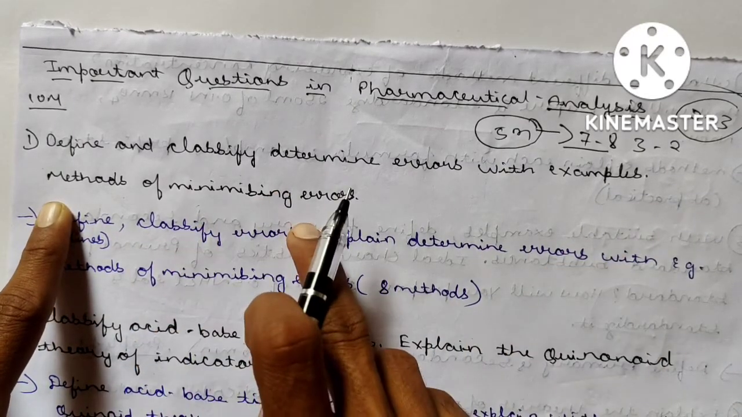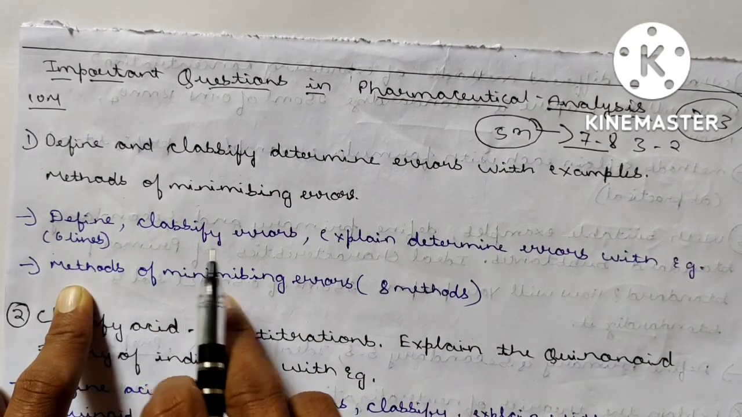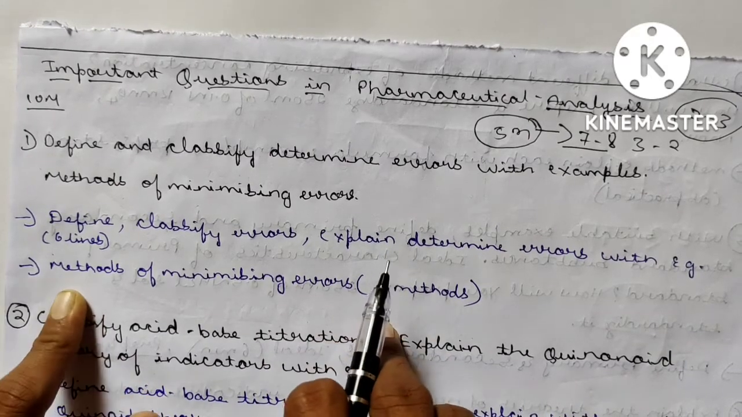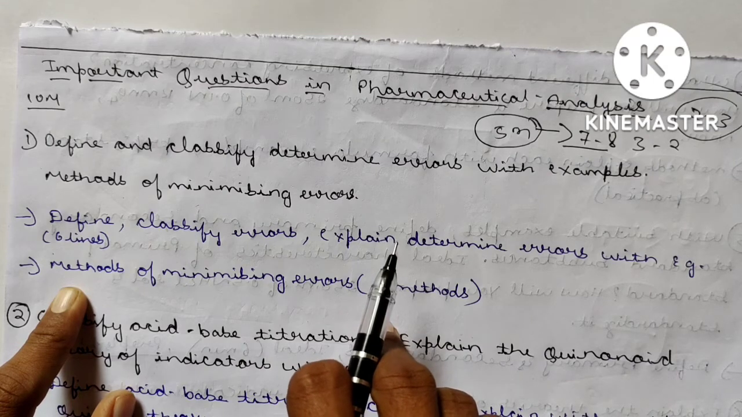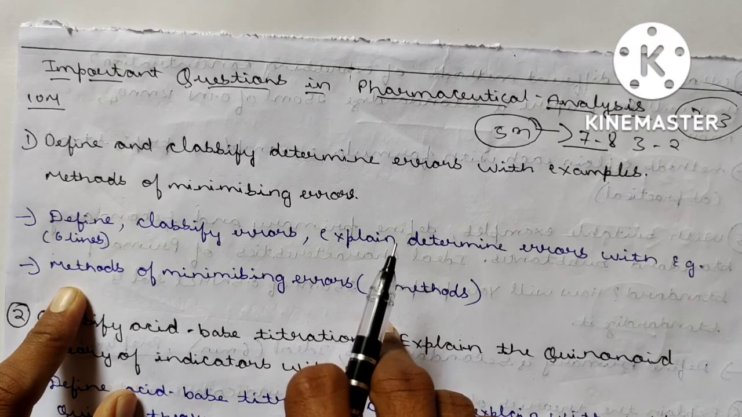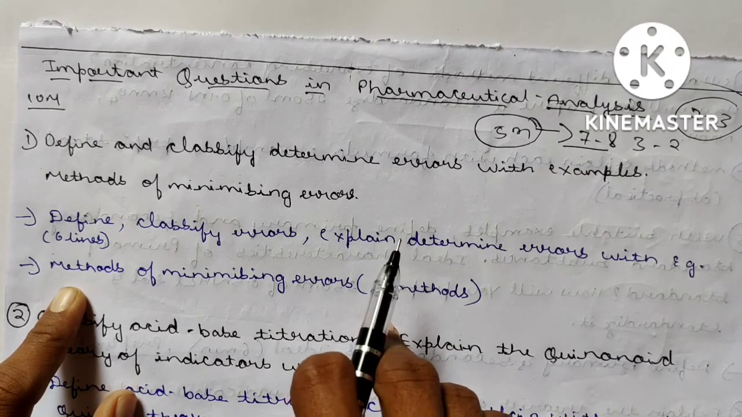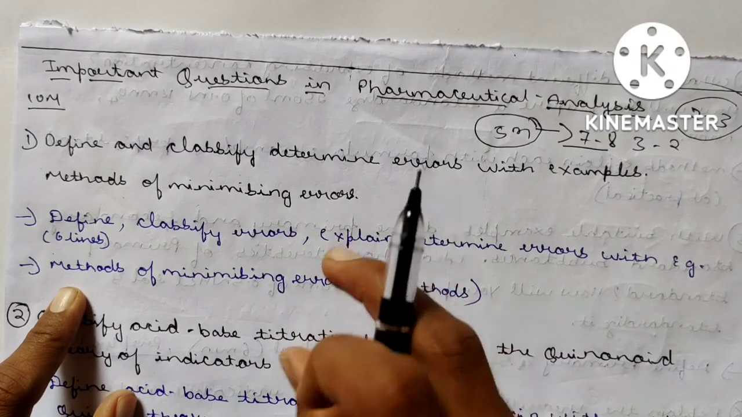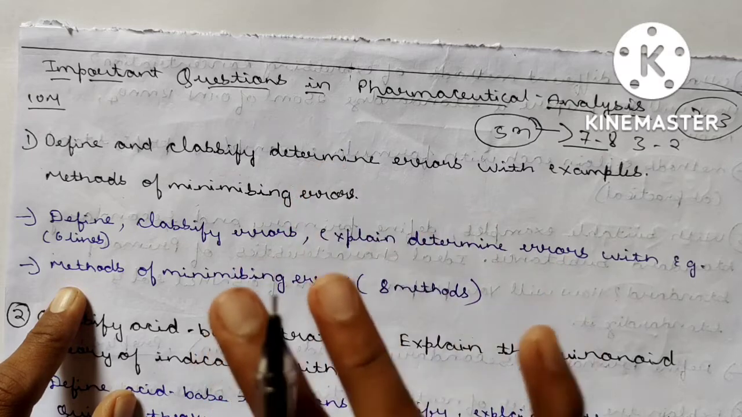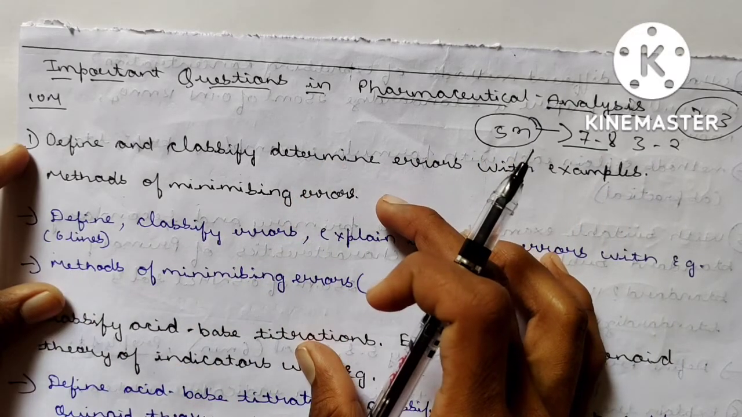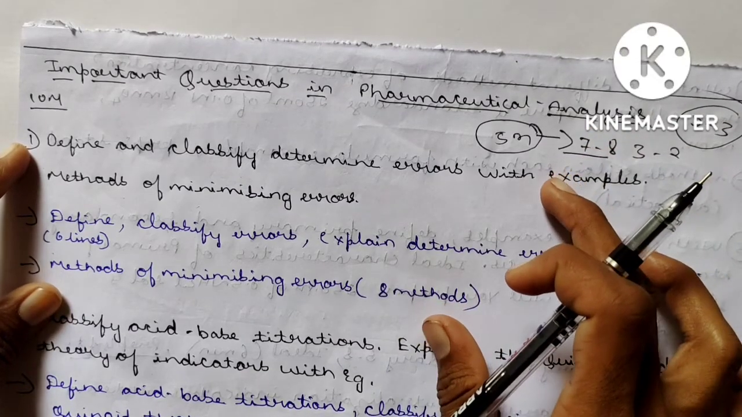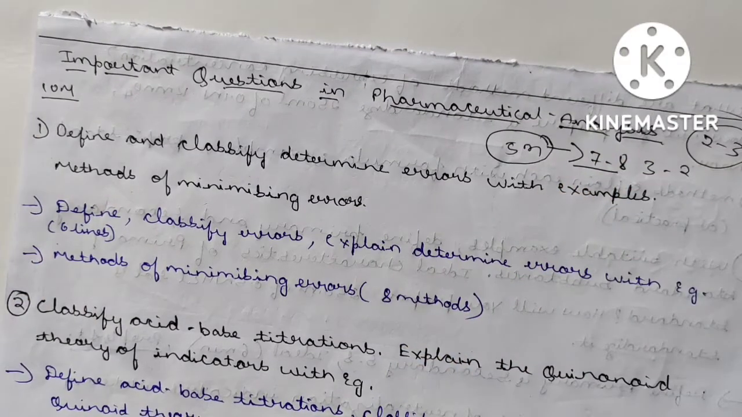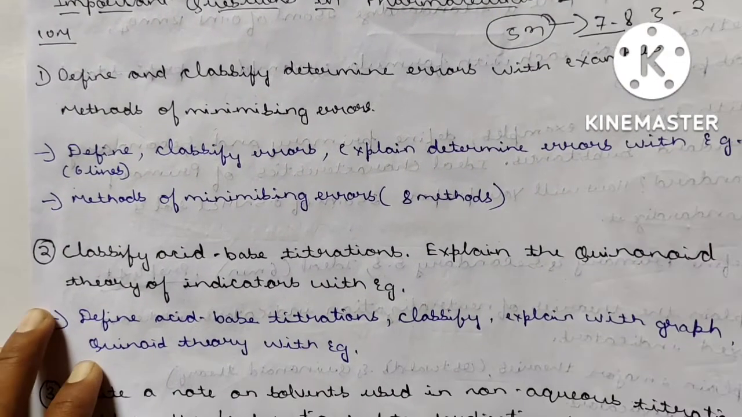Then methods of minimizing errors: you have to write compulsorily 8 methods, like giving more importance to the purity of raw material while handling. You have to write a minimum of 8 points. First you write all those points, then you explain each in 3 to 4 lines. Clear? This clears your first question. If you write all this content that I have told, then you will get 7 to 8 marks. Guarantee. I guarantee that, inshallah.